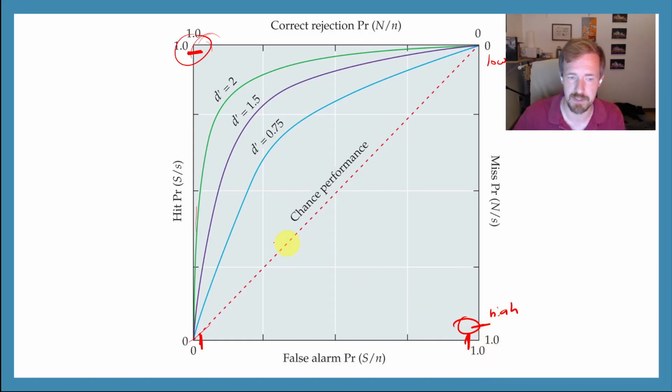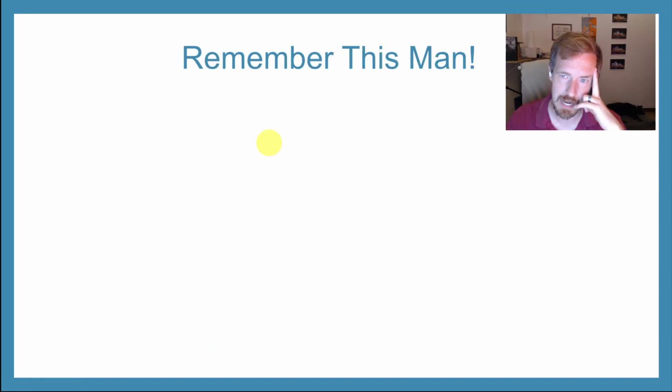If you're just guessing, then that's what we have right here, which is half the time you get the hits right, half the time you get the correct rejections, half the time you get the false alarms, and half the time you get the misses. So that's how to interpret these ROC curves. You'll see them out in the wild every now and again.